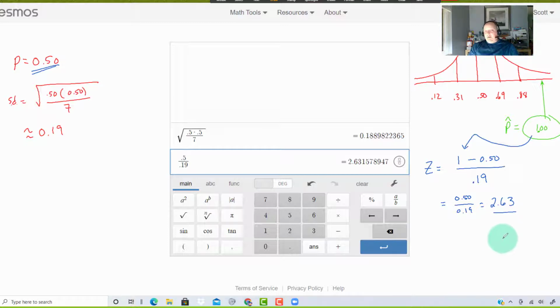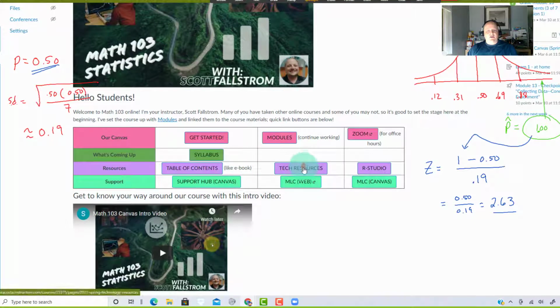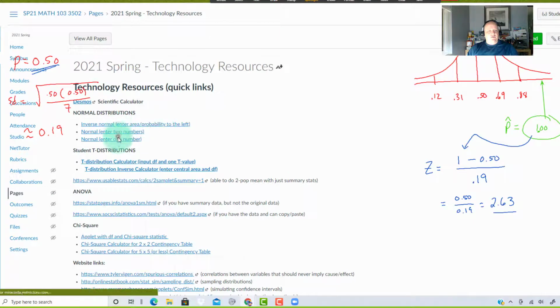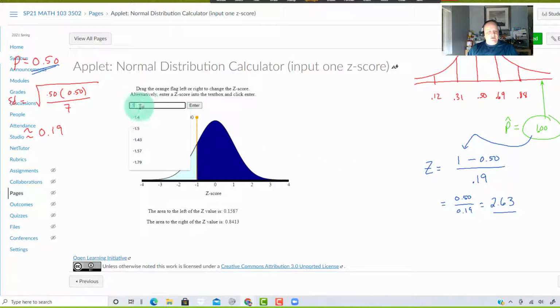Okay, well, then that means that what we observed was pretty rare, but how rare? So it's not enough to just say that's pretty rare. We can go further. We can say, how likely is this to have happened? And this is where we can use, if we go back to the home page and find our technology resources here in the middle, we can jump over and do the normal distribution where we enter one z-value. The z-value we want to enter is 2.63. Let's type it in.